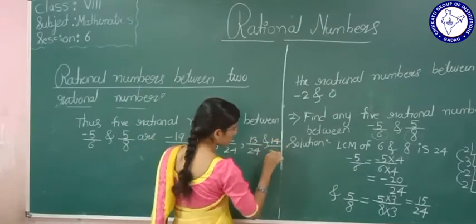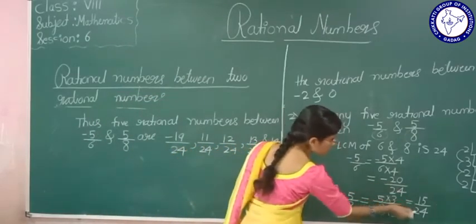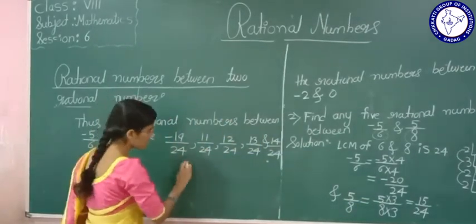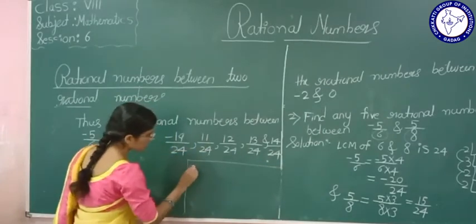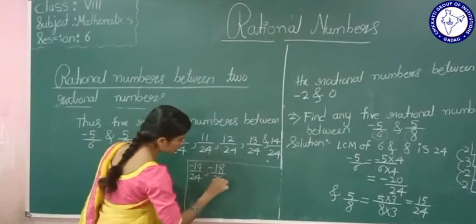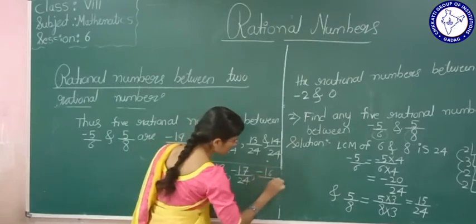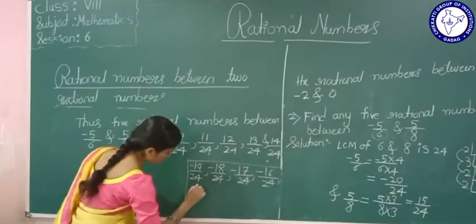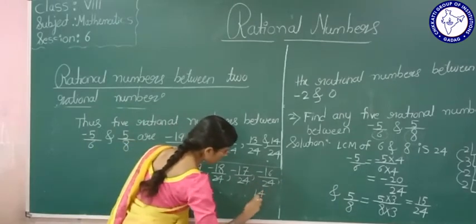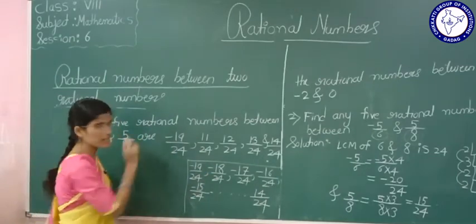14 by 24. See here, we have so many rational numbers. You can write only 5 because they told us to write 5 rational numbers. Which are those? Minus 19 by 24, minus 18 by 24, minus 17 by 24, minus 16 by 24, minus 15 by 24, like that only up to 14 by 24. This many rational numbers we have. You select any 5 and write here.